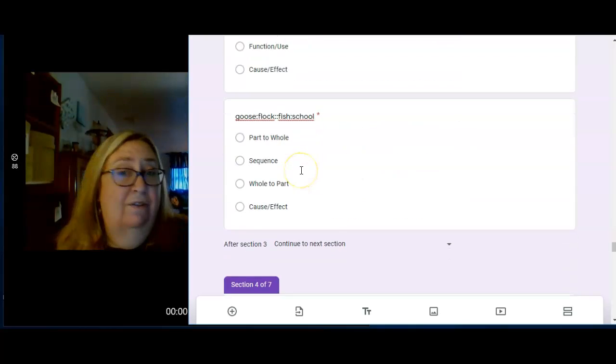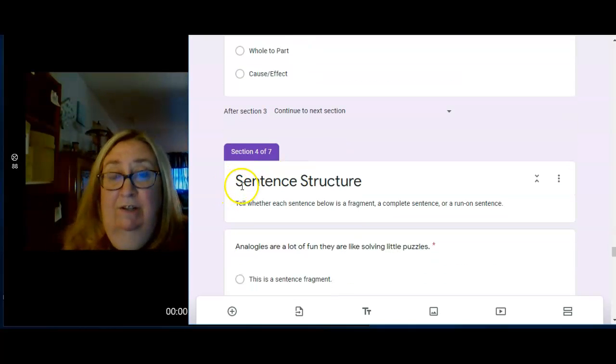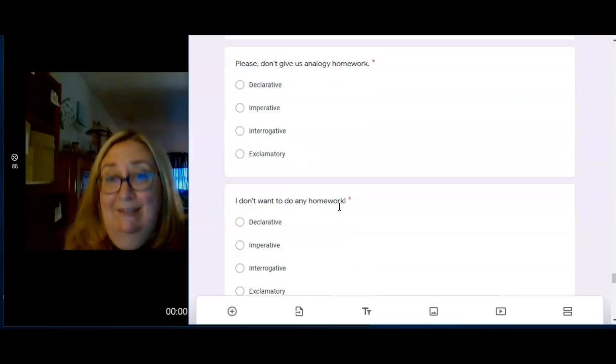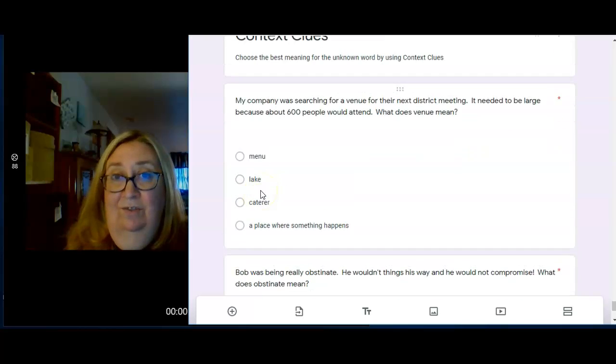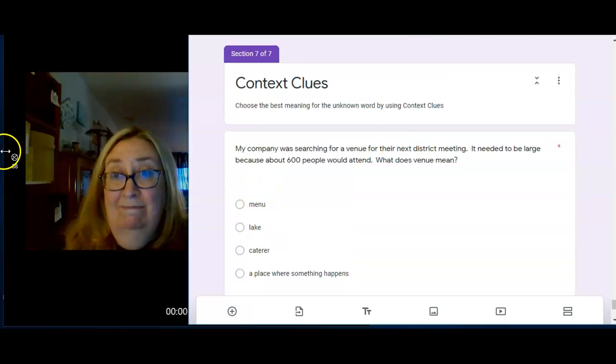And then you're going to review all the things we've done so far during our EOG review. So sentence structure, sentence types, independent or dependent clauses, and using context clues. And once you're done with that, you're done.